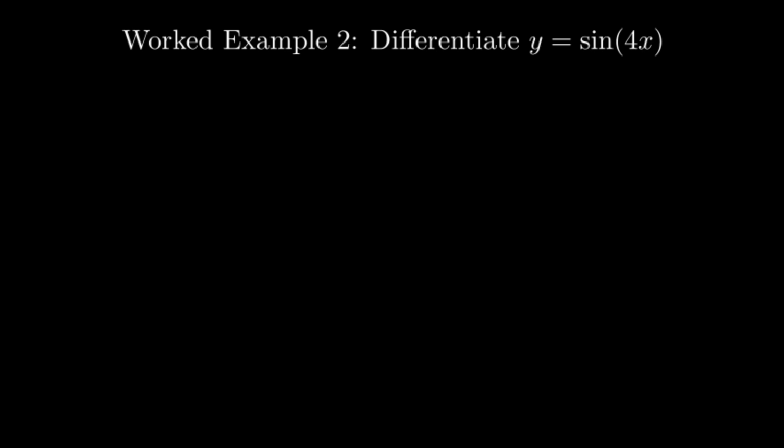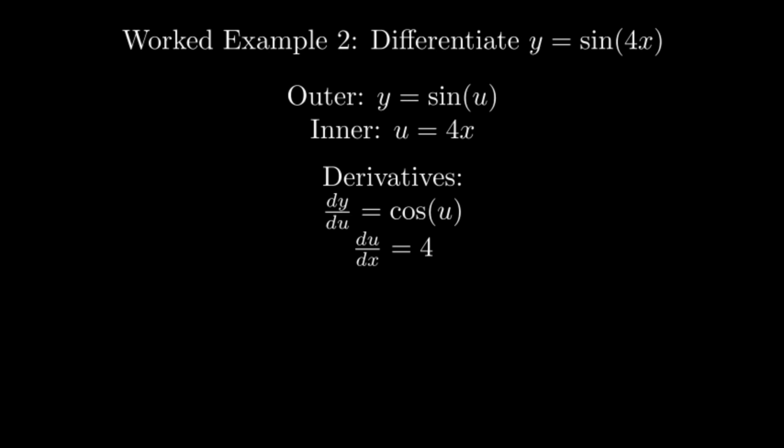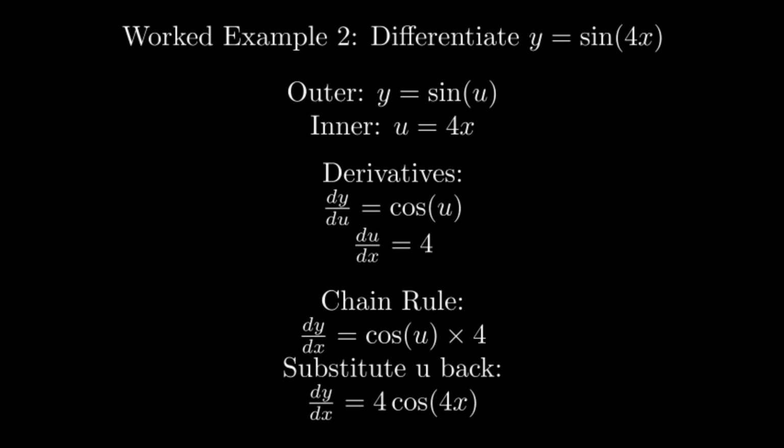Let's differentiate y equals sine of 4x. Here, the outer function is sine of something, so y equals sine u. The inner function is u equals 4x. The derivative of sine u is cosine u. The derivative of 4x is just 4. Multiplying them gives us cosine u times 4. Substituting u back gives us our final answer, 4 times cosine of 4x. Notice the pattern: derivative of the outside, cosine, with the inside untouched, times the derivative of the inside, 4.